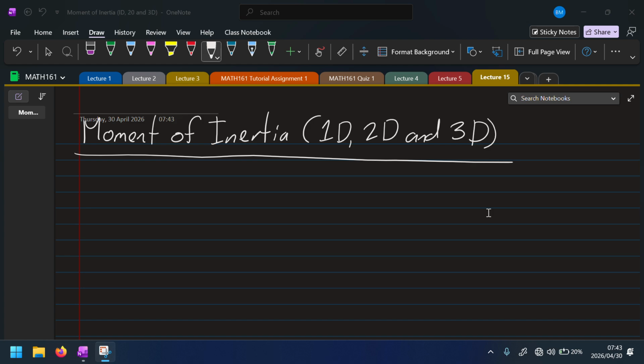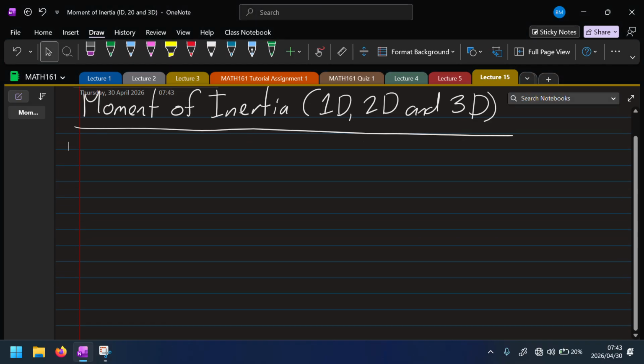Yeah, so today we're going to go through the moment of inertia of some objects. You should be sort of familiar with this from physics, but we'll go through it again. We're going to go through examples in 1 dimension, 2 dimension, and 3 dimension. Okay, so let's start with moments of inertia in 1 dimension.